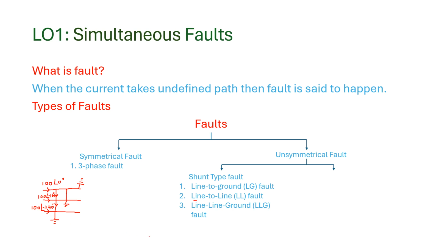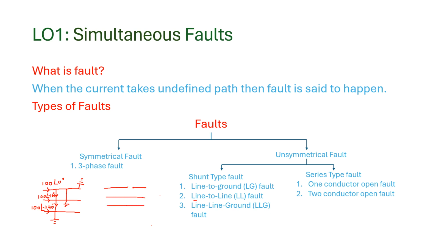Now, there is another category of fault, called the series type of fault. In this series type of fault, we have one conductor open. Suppose you have three lines, and one of the lines gets open, or cut, while the other lines are healthy. Then it is called one conductor open. If another conductor also gets open, then it is called two conductor open. So these are unsymmetrical faults.